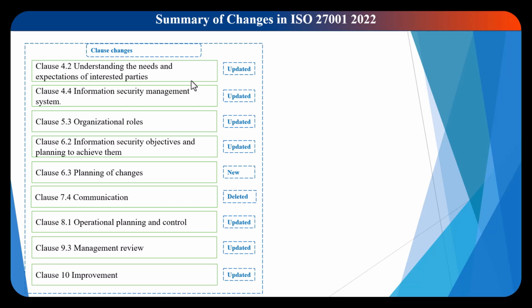Clause 6.3, Planning of Changes. And by the way, this is a new clause. This is not an updated clause. This is a new one. And clause 7.4, which was a communication clause, has now been deleted. Another updated clause is clause 8.1, operational planning and control, clause 9.3, management review, clause 10, improvement. All these clauses have been updated in the newer version.